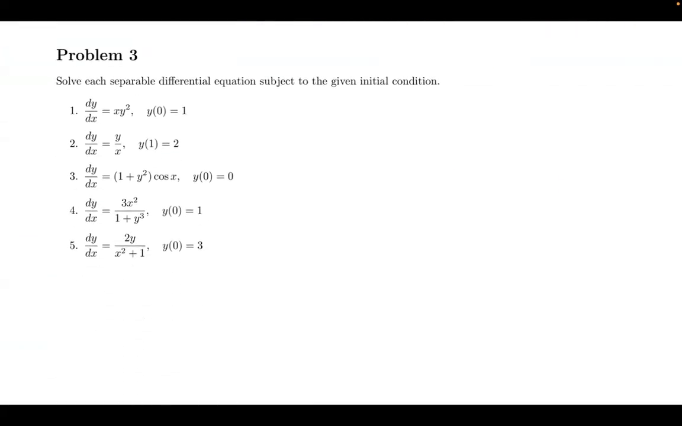Okay, so this is the actual problem where you are given these separable differential equations and you have to solve these equations. You can pick any problem: you separate the variables, then you integrate, then you find the constant of integration that you have in your problem. Okay, so maybe I'm picking this one, number 3. Number 3: dy by dx is equal to 1 plus y squared times cosine x.